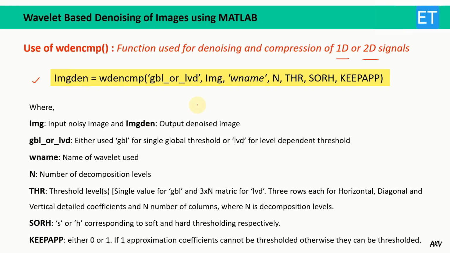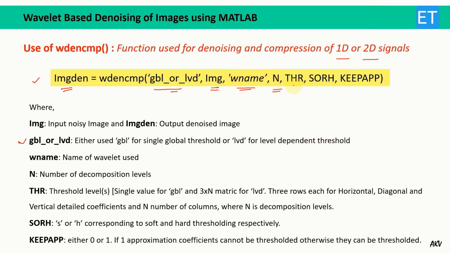Here, the image, this is your input noisy image, and this is your output denoised image. And W name is the name of the wavelet which you will use. N is the number of decomposition levels, and GBL or LVD, you can see here. Either you will write GBL only or you will write LVD. So when you write GBL, that means there will be a single global threshold, and if you write LVD, that means it will be a level dependent threshold.